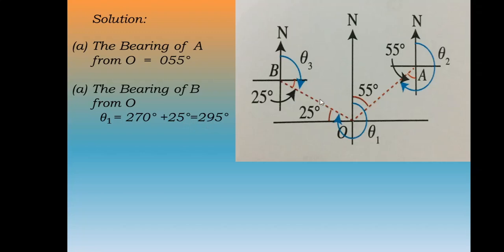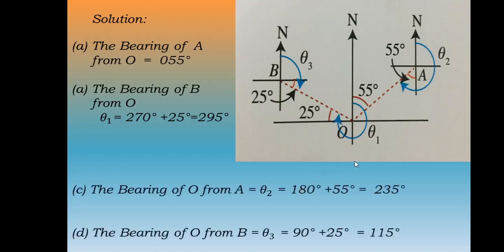For the third part, the bearing of O from A. From A means first we'll draw the north at A, then start from the north at A to O. I have shown it in blue as theta 2. So it will be written as this angle 90, this 90, 180, plus 55. How is this 55? As these two norths are parallel to each other, this 55 and this 55 will be alternate angles, and alternate angles are equal. So we have 180 plus 55 equals 235.